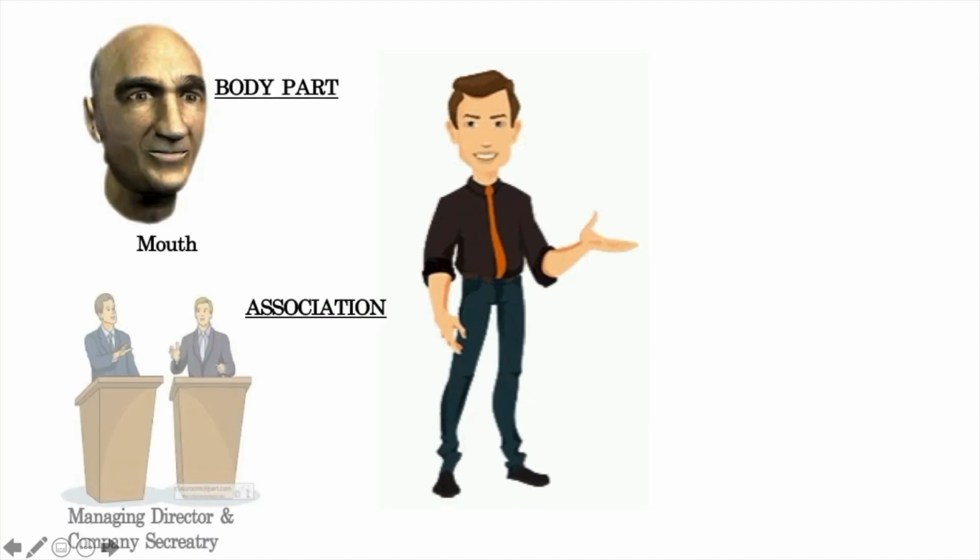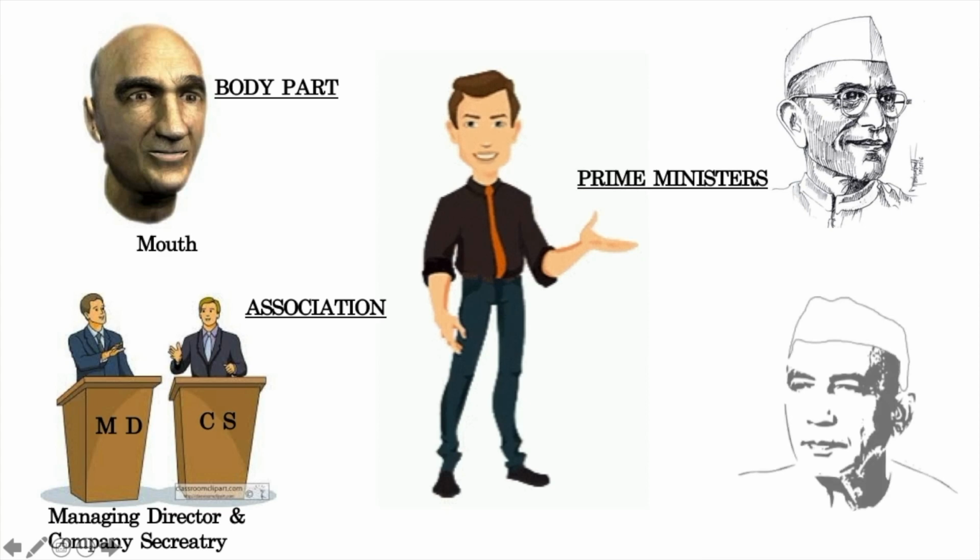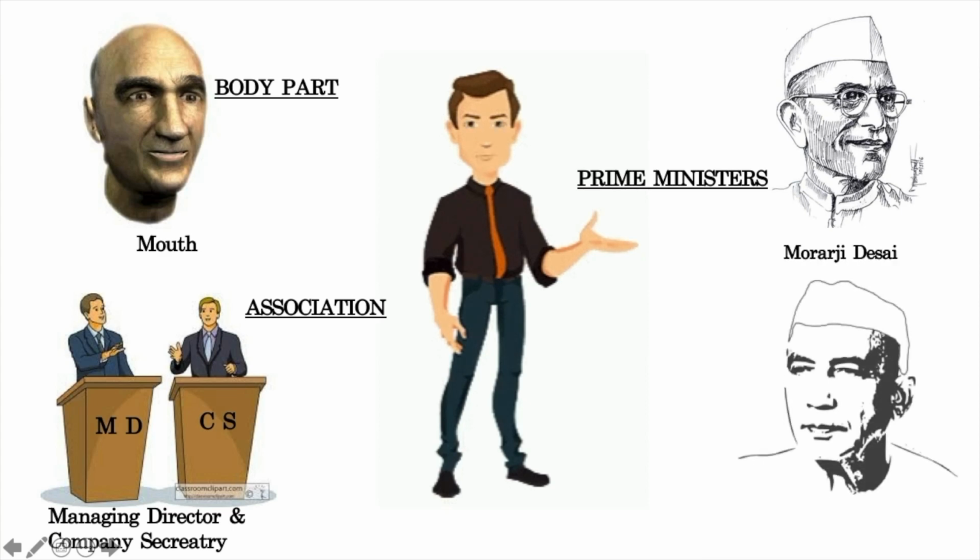So after Indira Gandhi, let's see who the Prime Minister is, and we will be using the body part mouth for the same. Mouth being associated to speech. Two people seen on the dais. One is the managing director and the other one is the company secretary delivering a speech. MD is the abbreviation for managing director and CS is the abbreviation for company secretary. MD and CS will help us get the names of the next two Prime Ministers. MD would stand for Morarji Desai and CS would stand for Charan Singh.